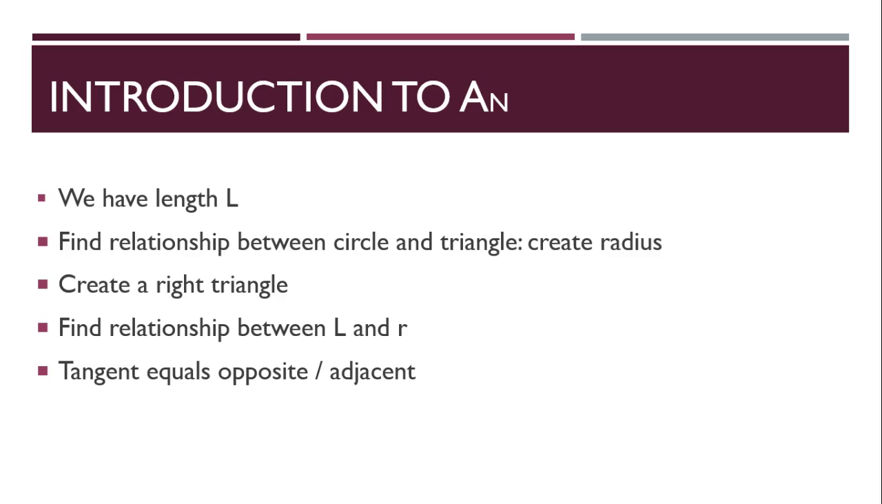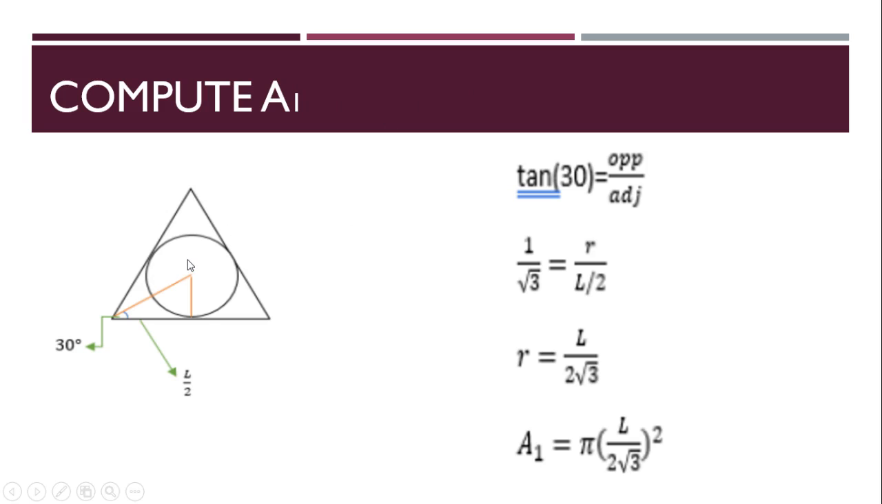To find another relationship between the circle and the triangle, if we go to A of 1 right here, I can show you an example of what I'm talking about. If we create a dot right here in the center of the circle and drag it to the corner of the triangle, and then start back here from the center and drag it down, we create a right triangle. And we can see that this right triangle connects the circle and the triangle together. So now let's focus on just the right triangle that we created.